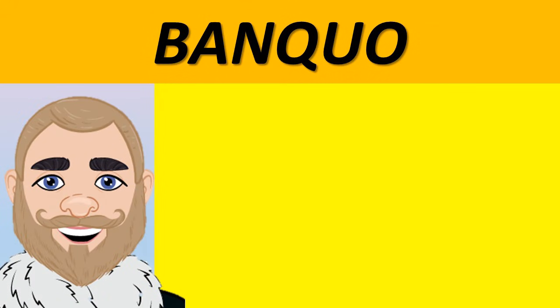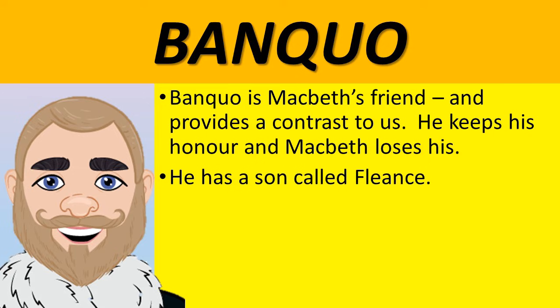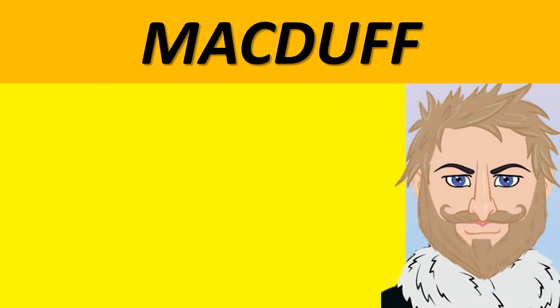We've got Banquo. He is Macbeth's friend and he provides a bit of a contrast to us. He's very different to Macbeth. He keeps his honour and Macbeth loses his. He has a son called Fleance. And King James I had an ancestor called Banquo, so the use of the name and character was intended to directly please him. Shakespeare went and performed the play at Hampton Court for King James, so including a character called Banquo would have been a direct reference to his ancestry.